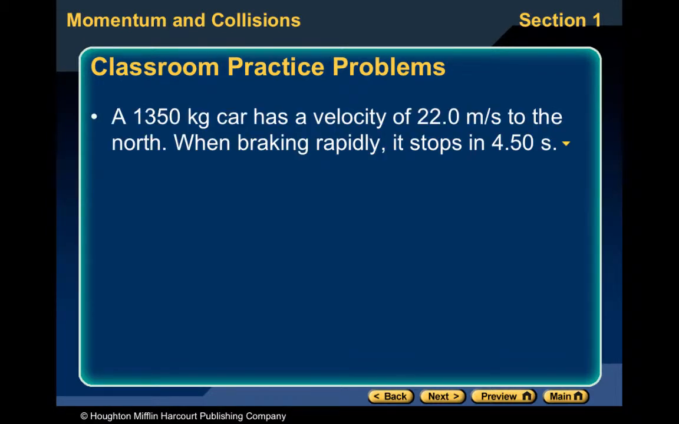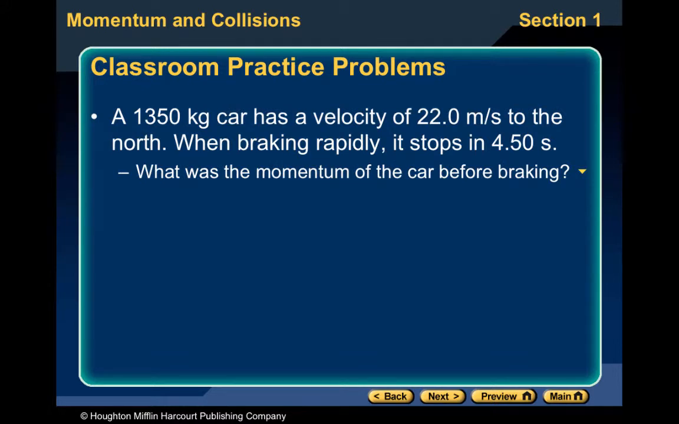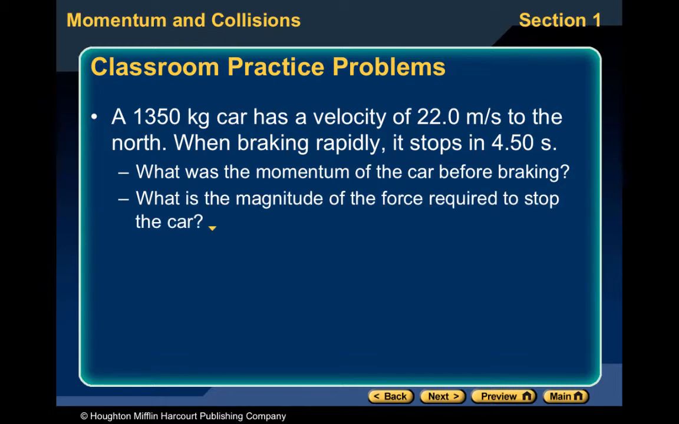So let's think about this problem. If we have a 1,350 kilogram car with a velocity of 22 meters per second to the north, and when braking rapidly it stops in 4.5 seconds, what's the momentum of the car before braking? Momentum is mass times velocity. So we take the mass of the car times the velocity of the car to get the answer there.